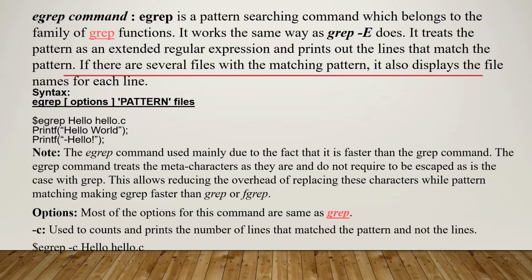The syntax of egrep: egrep, type options, then type the pattern within quotes, then write the file from which to search. For example, egrep hello, where hello is the string, then a space and the file name hello.c. It prints printf hello world, then printf hello. These two are the lines that contain the pattern hello from the hello.c file.